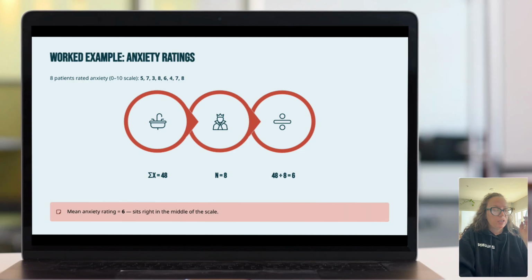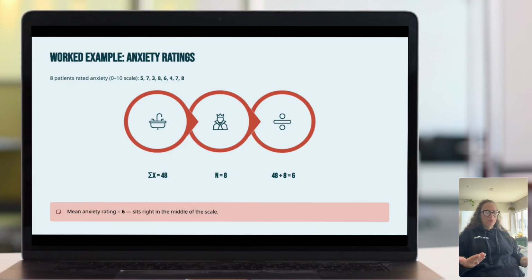Okay, but I want you to understand what the mean represents, not just how to calculate it. So think of your data as weights placed along a number line. Each observation is a weight sitting at its value. So if you place this setup on a fulcrum, the mean is where it would balance perfectly.